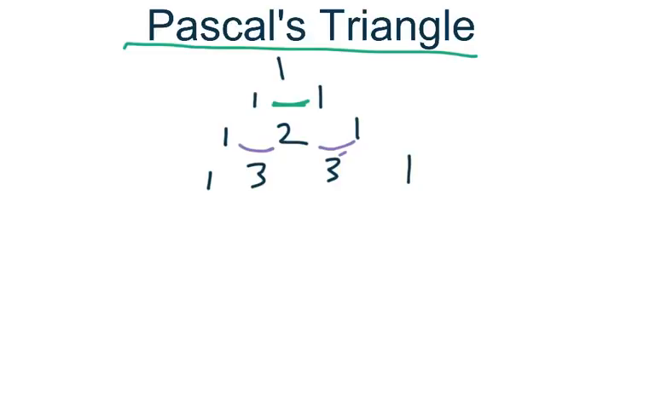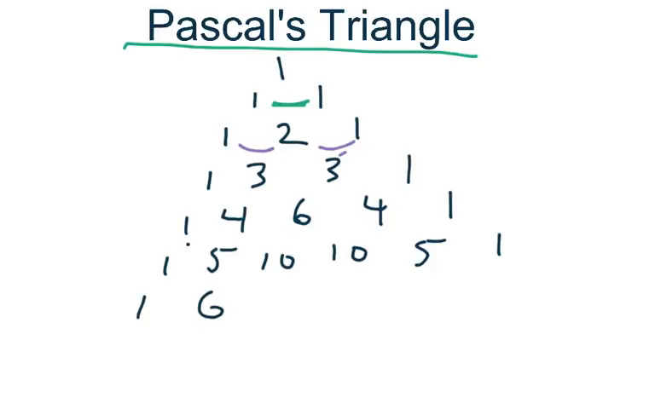Okay, so continuing the pattern, we have a 1, 4, 6, 4, 1. Next row, 1, 5, 10, 10, 5, 1. 4 and 6 is 10, 6 and 4 is 10, 4 and 1 is 5, 1. Let's go a couple more rows just for the practice. 1, 6, 15, 20, 15, 6, and 1.